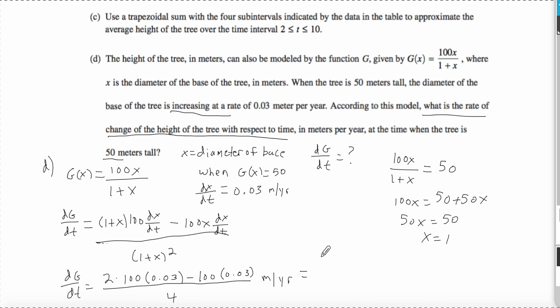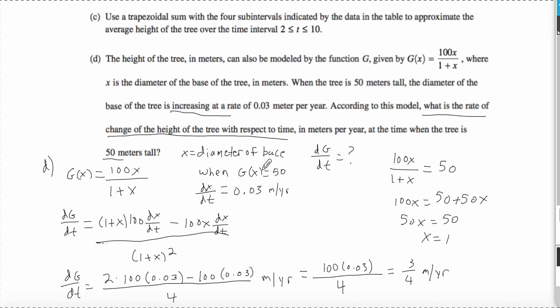We'd have 200 times 0.03 minus 100 times 0.03, so that'll give me 100 times 0.03 over 4. Well, 100 times 0.03 moves the decimal place two times. That'll give us 3/4 meters per year. And there we go. This would be the simplified form of it. What is the rate of change? It is 3/4 meters per year. Okay.